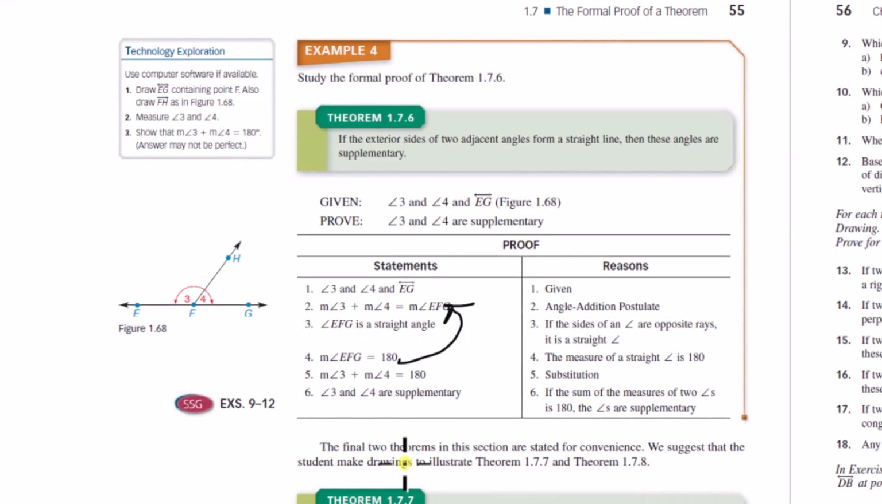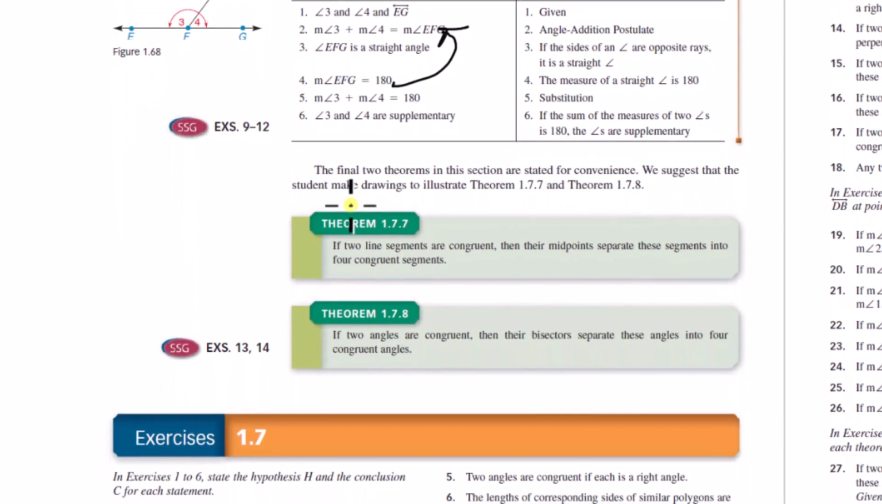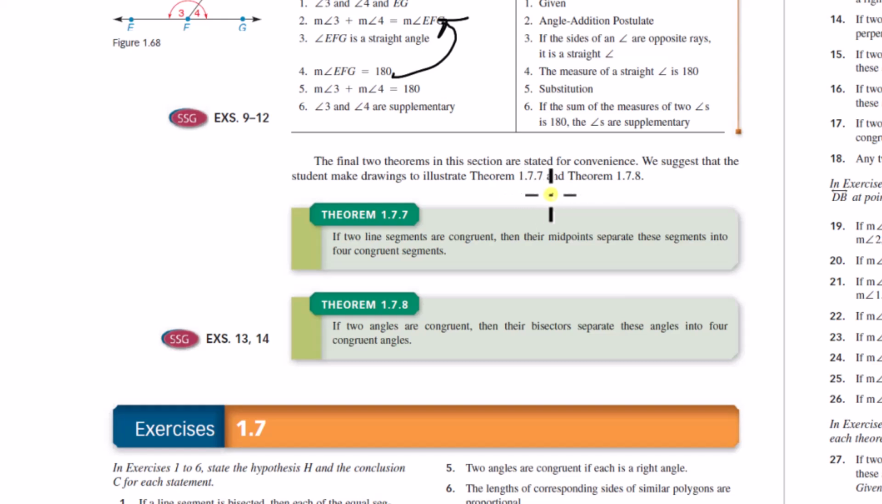The final two theorems in this section are stated for convenience. We suggest that the student make drawings to illustrate Theorem 1.7.7 and Theorem 1.7.8. If two line segments are congruent, then their midpoints separate these segments into 4 congruent segments. Of course. If you have line segments that are congruent, their measures are equal. Then when you cut those lines in half with the midpoints, the halves are all going to be congruent.